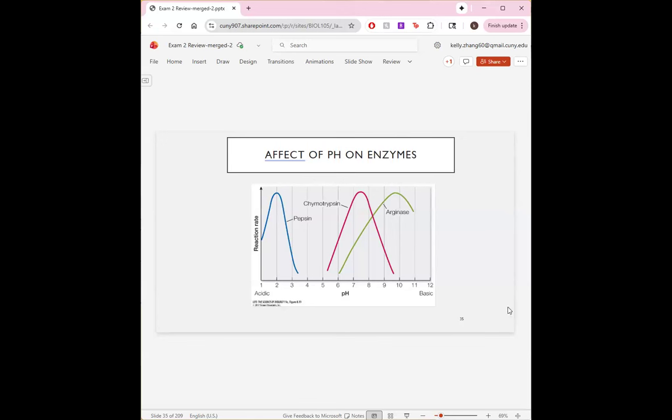Temperature and pH affect the rate of the enzymatic reaction. So each enzyme is most active at a particular pH, meaning it performs the best at a particular pH.